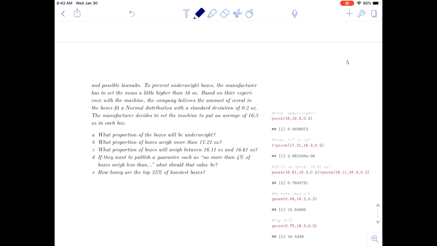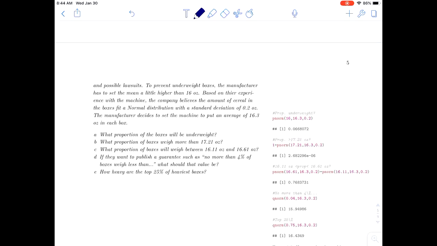So based on their experience with the machine, the company believes the amount of cereal in a box fits a normal distribution with a standard deviation of 0.2 ounces. Okay. And so based off of that, the manufacturer decides to set the machine to put an average of 16.3 ounces in each box. So the machine is set to fill at 16.3, but we also know that the standard deviation, the wiggle room, is going to be 0.2. So here, we're told that mu is 16.3 and sigma is 0.2.